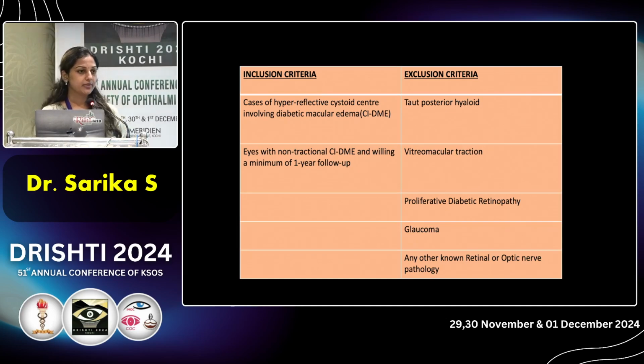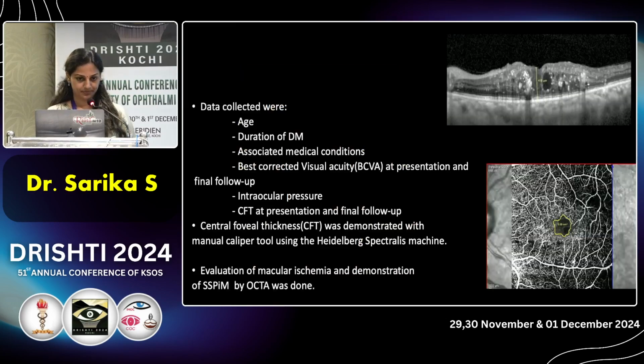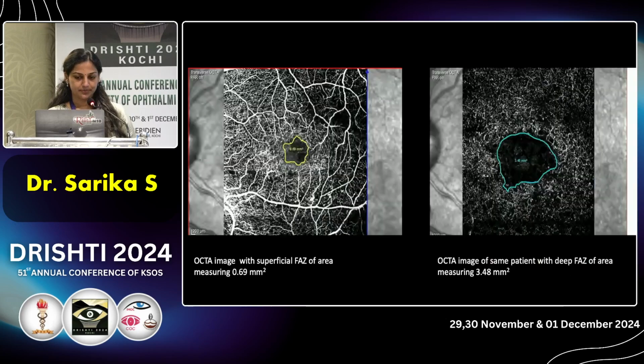Inclusion criteria: cases of hyperreflective cystoid center-involving diabetic macular edema, eyes with non-tractional DME, and willingness for a minimum of 1 year follow-up. Excluded were taut posterior hyaloid, vitreomacular traction, proliferative diabetic retinopathy, glaucoma, and any other non-retinal or optic nerve pathology. Data collected were age, duration of diabetes, associated medical conditions, best-corrected visual acuity at presentation and final follow-up, intraocular pressure, and central foveal thickness at presentation and final follow-up, measured with a manual caliper tool using the Heidelberg Spectralis machine. An evaluation of macular ischemia and demonstration of suspended scattering particles in motion by OCTA was also done. This is an OCTA image showing the superficial and deep foveal avascular zone.